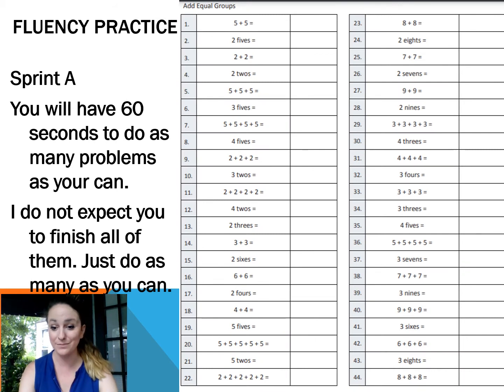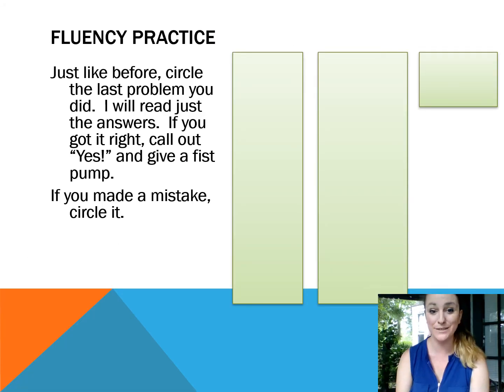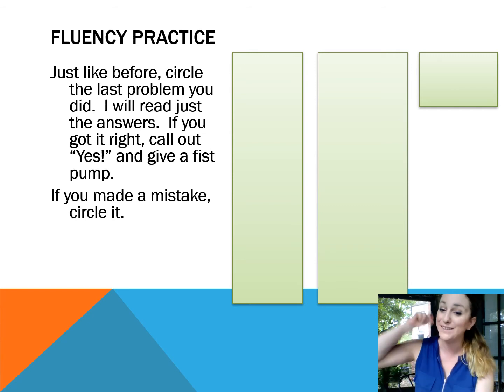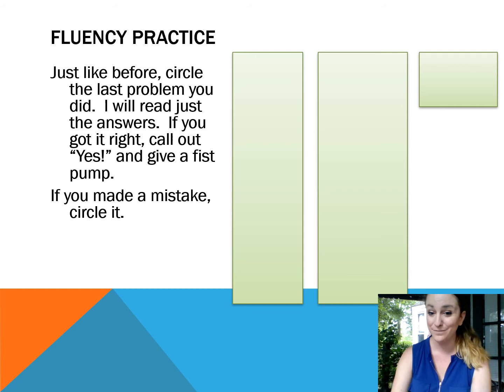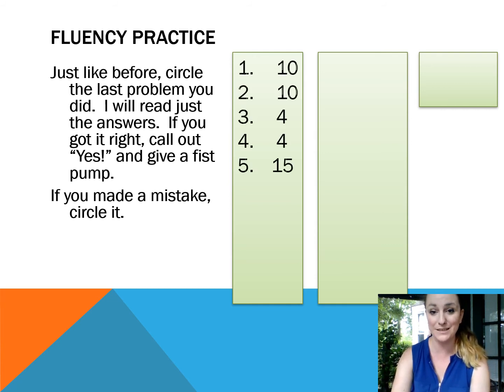Sprint B, again, you'll have 80 seconds, or a minute and 20 seconds, to do as many problems as you can. I do not expect you to finish all of them, just to do your best. Ready? Let's go. Just like before, circle the last problem that you did. I will read just the answers. If you got it correct, call a joyful yes and give a fist bump. If you made a mistake, circle it. If we passed where you stopped, write it in.